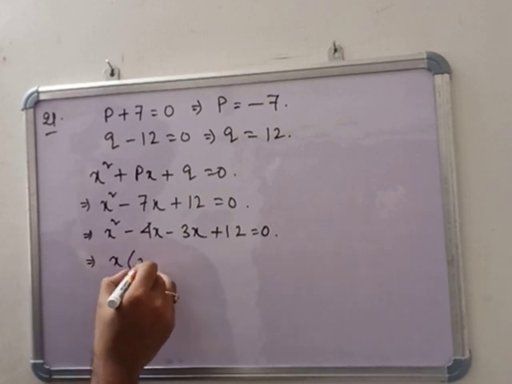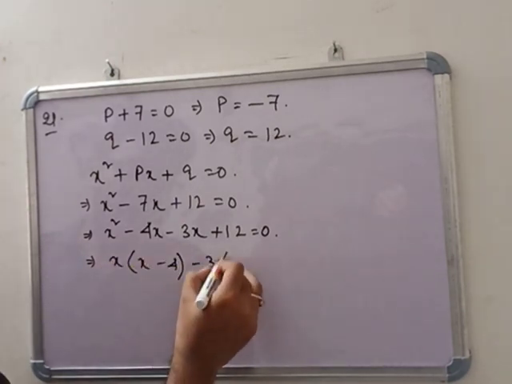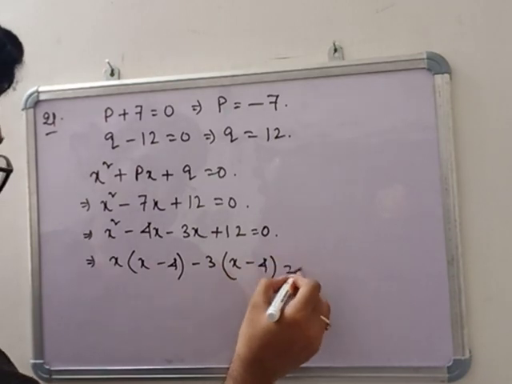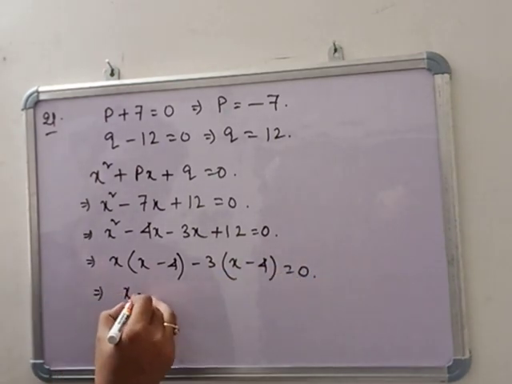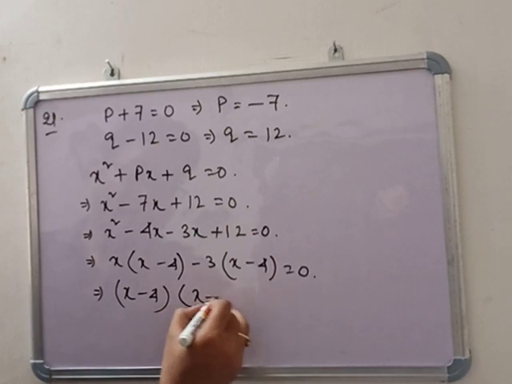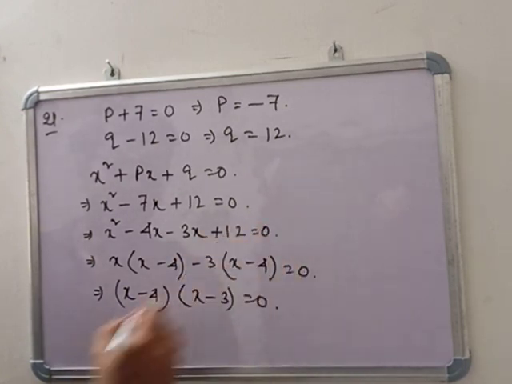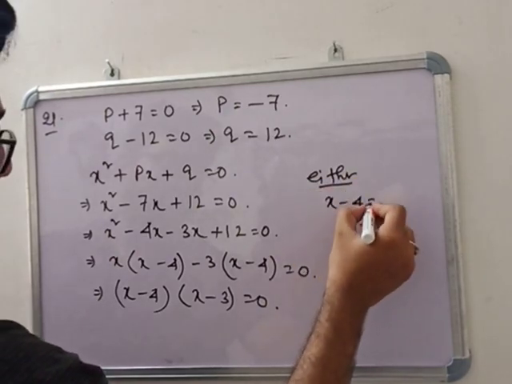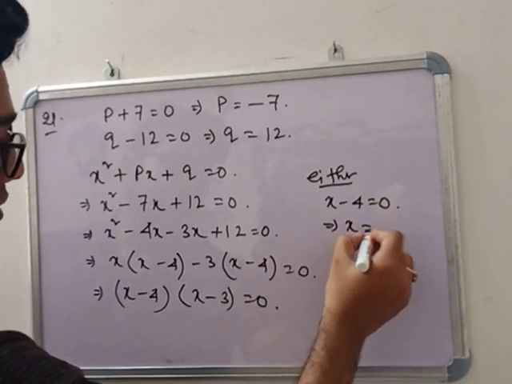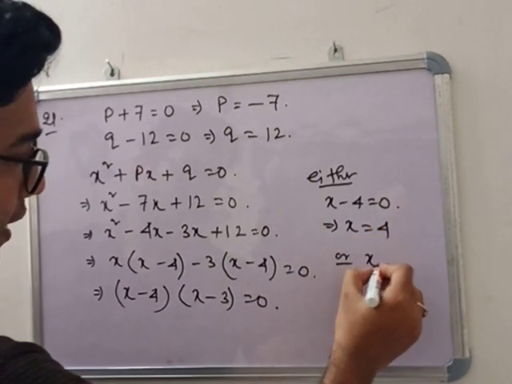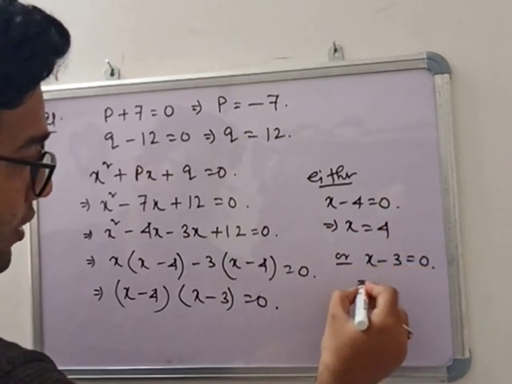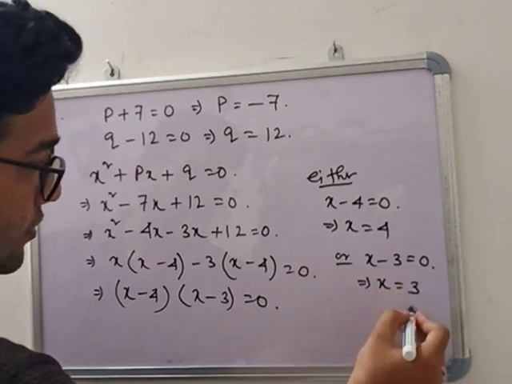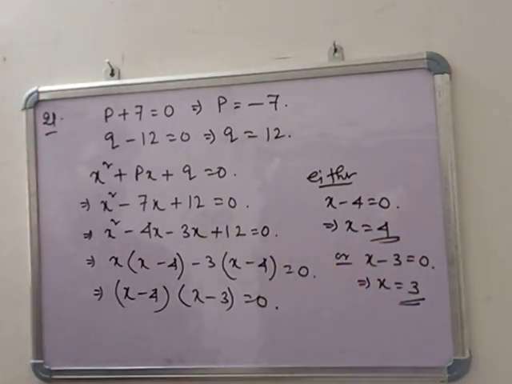So x common, x minus 4 minus 3, x minus 4 equals 0. That implies x minus 4, x minus 3 equals 0. So either x minus 4 equals 0 implies x equals 4, or x minus 3 equals 0 implies x equals 3. So the values are x equals 3 and x equals 4. Now, note it down.